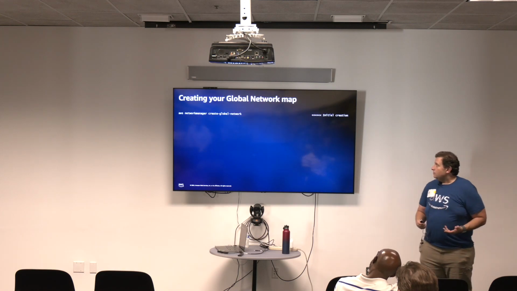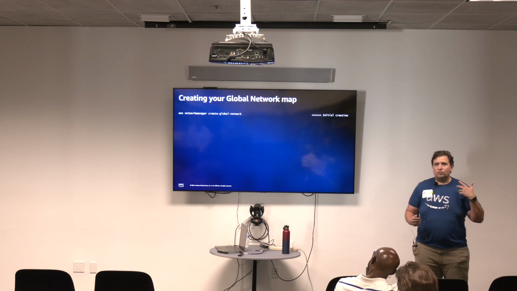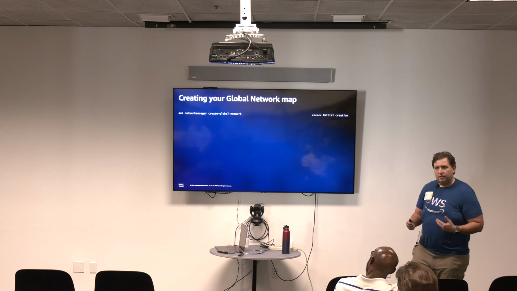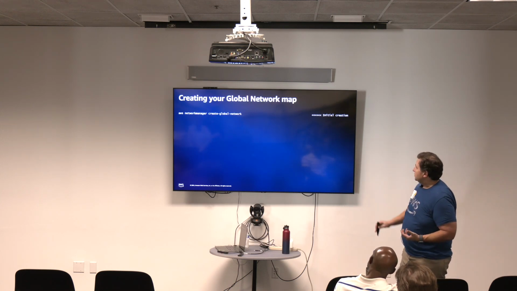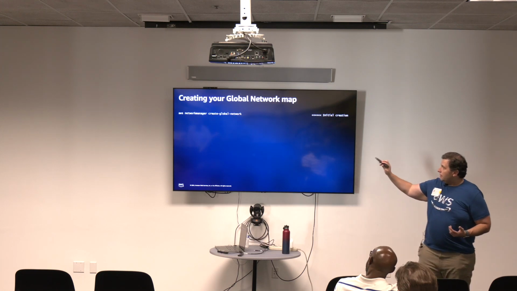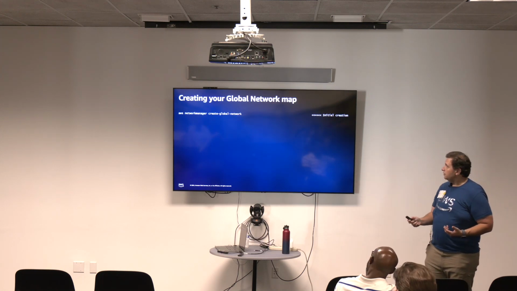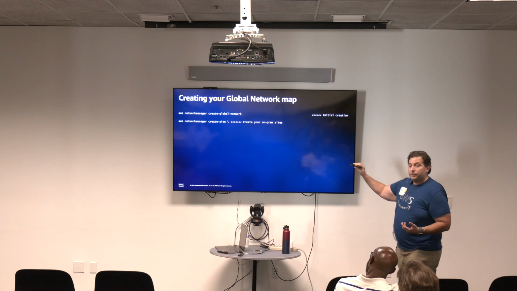So the first thing we need to do is create our map of the network. This is Transit Gateway Network Manager, so I'll show you a couple of commands here. I'm going to say aws networkmanager create-global-network. Then I'm going to create my sites.